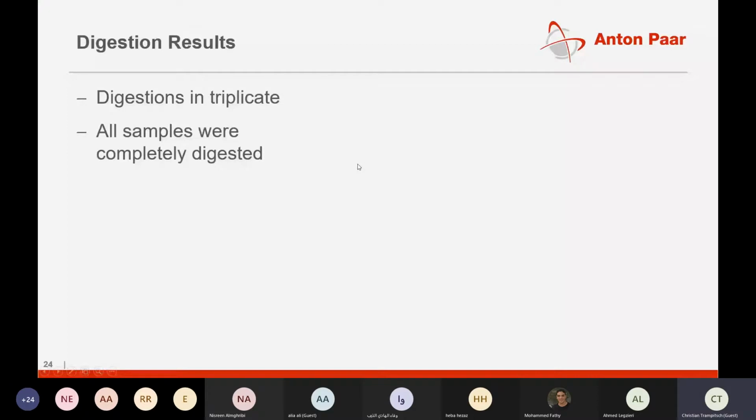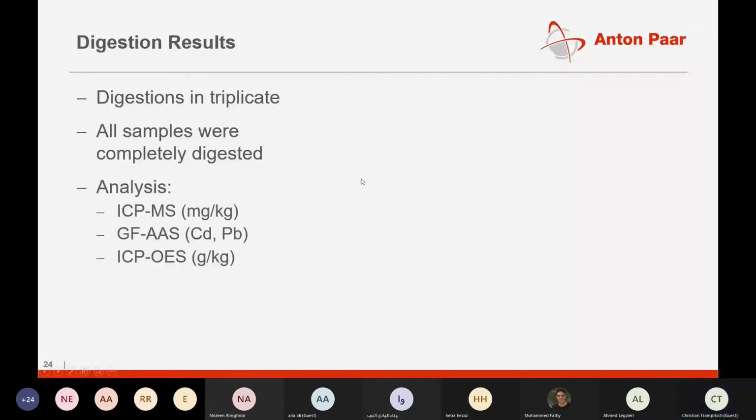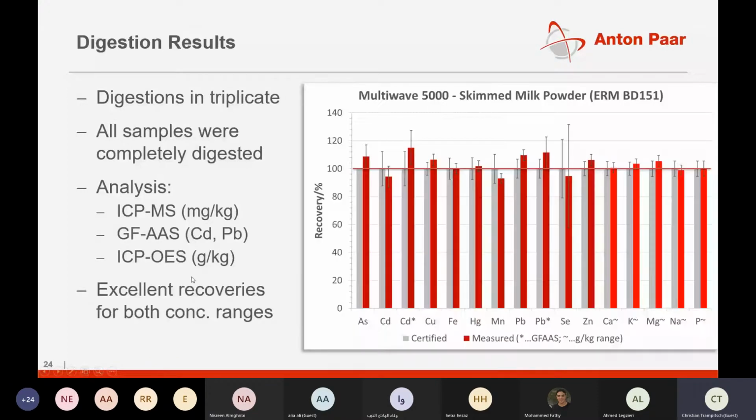All sample materials were completely digested. We have a huge concentration range. So we used an ICP-MS and also the graphite furnace atomic absorption for the, let's say, lower concentrations in the ppm range, and in the gram per kilogram range, we also used an ICP-OES. And what you see is that the recoveries are excellent for both concentration ranges. So from arsenic to zinc, these were the milligram per kilogram range, and also the higher concentrations from calcium to phosphorus, they also showed a very good recovery.